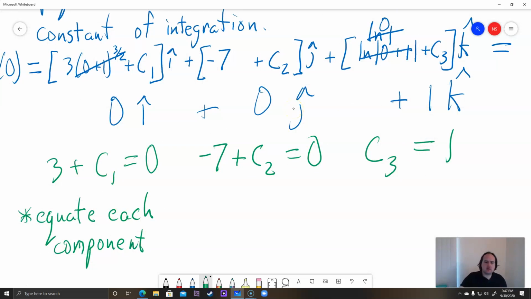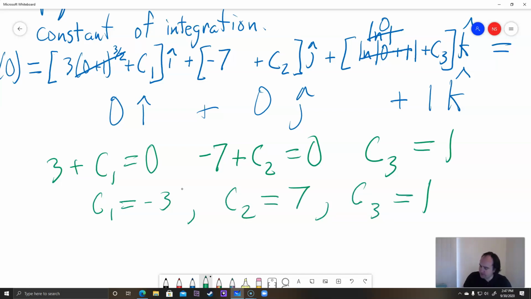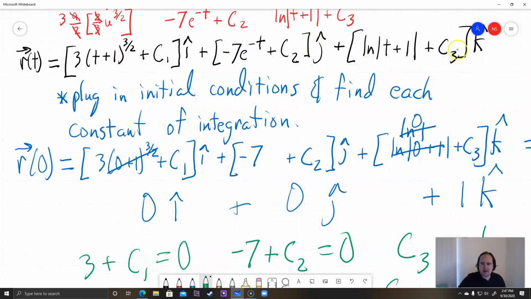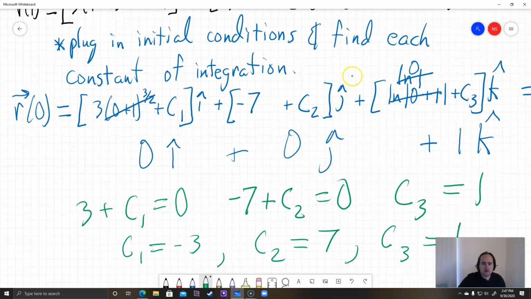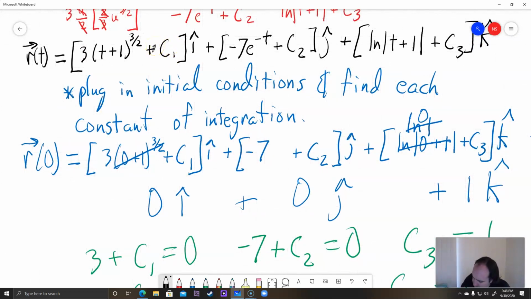So solving each of these. For the first one, we get C1 equals -3. For the second one, we get C2 equals +7. And then the third one's already solved, so we have C3 equals 1. And then to finish the problem, they just want you to plug these constants of integration back into this function r of t that we had up here. Since C1 was -3, all we do now is replace this C1 here with -3.